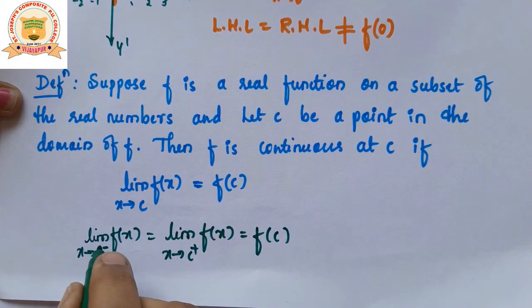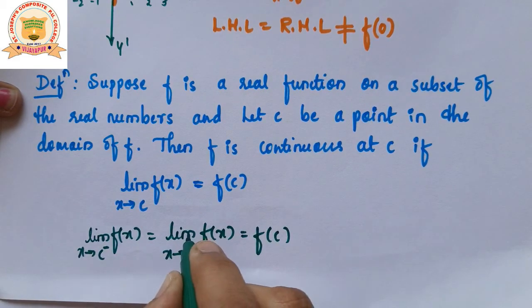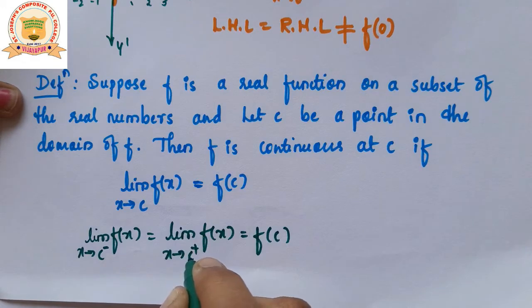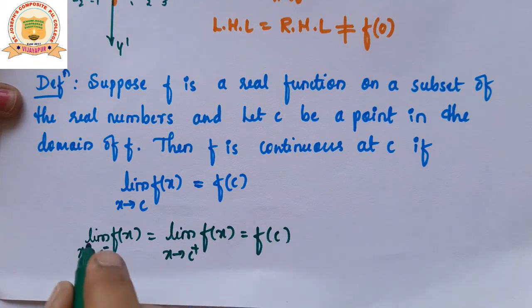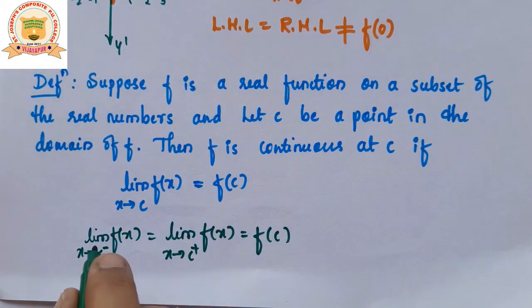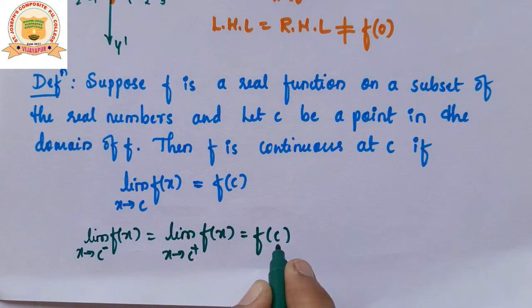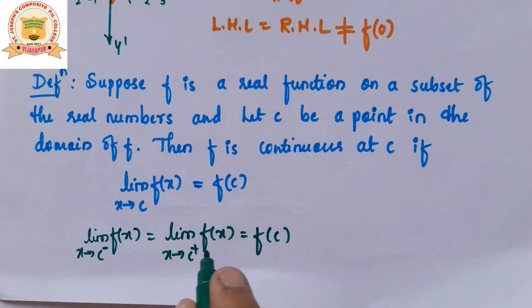That is, left hand limit at x is equal to C, right hand limit at x is equal to C, and the functional value at x is equal to C. If all three are equal, if all these three values are equal, then we say that the function is continuous at x is equal to C.